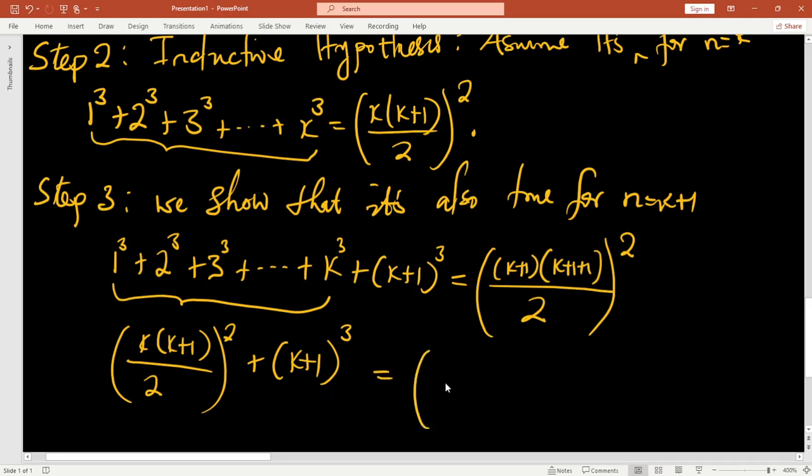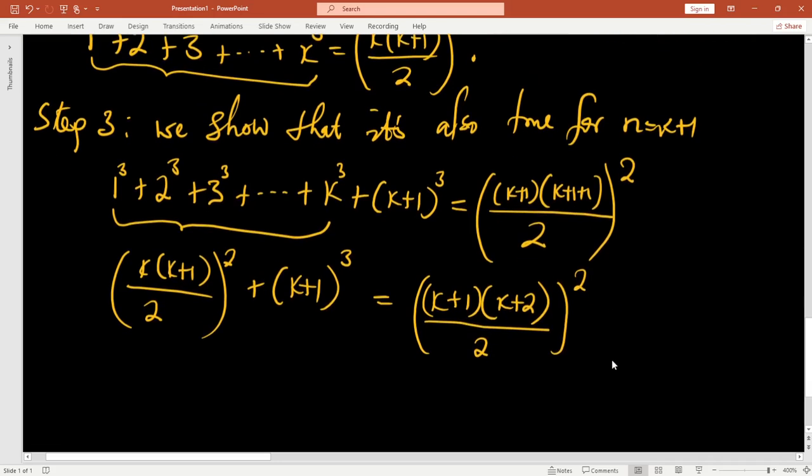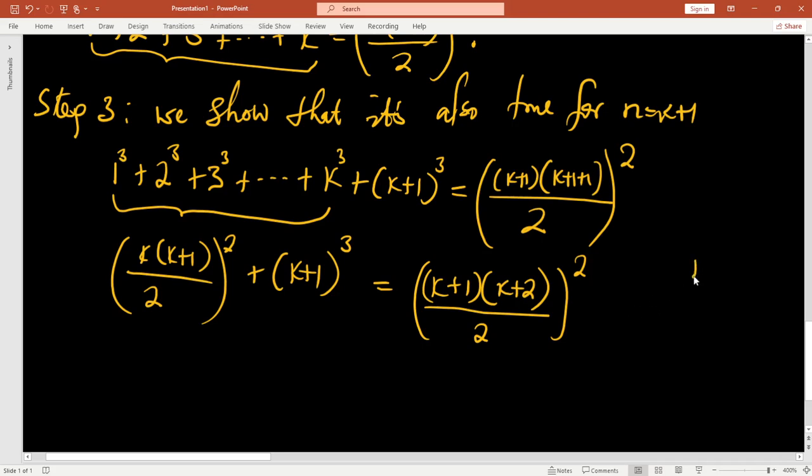Equal to k plus 1, then here we're going to have k plus 2, divided by 2 to the power 2. Okay. Now our goal here is to show that the left hand side is equal to the right hand side. So if we want, we can just expand what we have. This is the approach that I use here.